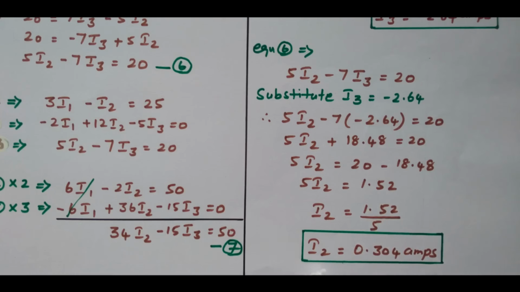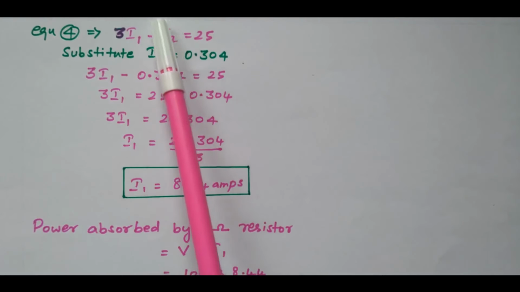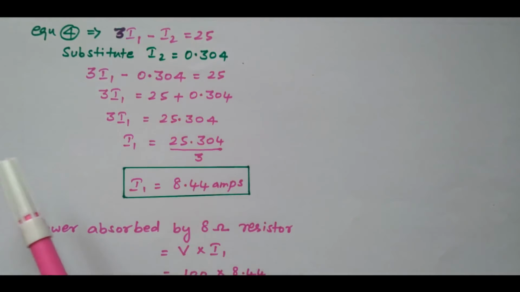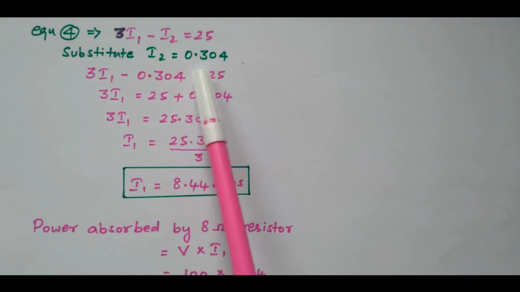Now we got the second loop current I2 also. I3 was already calculated, and by substituting it, we got the I2 value. So by using the I2, we can find the I1 current. In order to find the I1, consider equation number 4. Here I1 and I2 are available. So by substituting I2, we can easily find I1. So substitute I2 equal to 0.304.